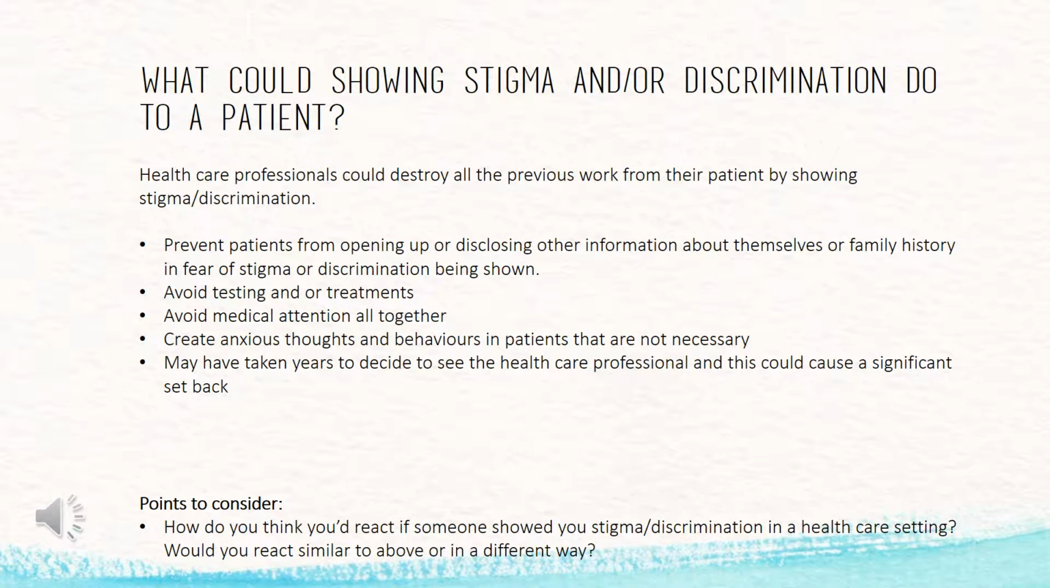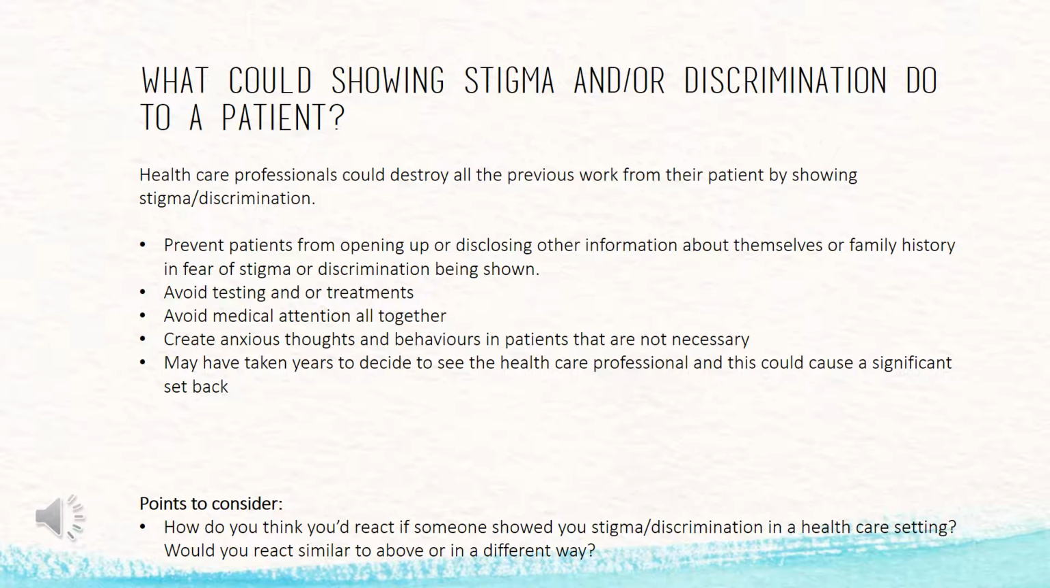What could showing stigma and/or discrimination do to a patient? Healthcare professionals could destroy all the previous work from their patient by showing stigma and/or discrimination. They may prevent patients from opening up or disclosing other information about themselves or family history in fear of stigma or discrimination being shown. The patients may avoid testing and/or treatments, and they may avoid medical attention altogether. It may create anxious thoughts and behaviours in patients that just aren't necessary, and it may have taken years for this particular patient to come in and see this healthcare professional, and this could cause a significant setback in their road to recovery.